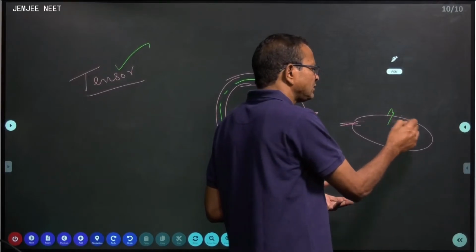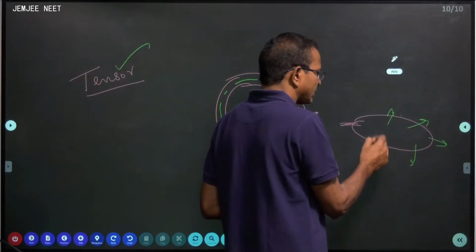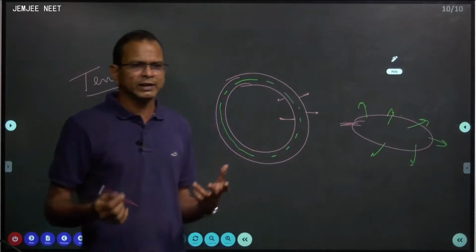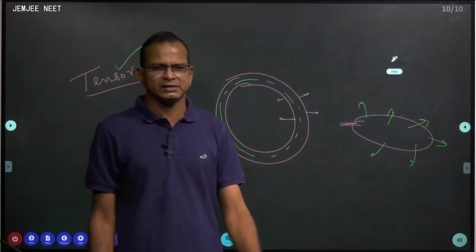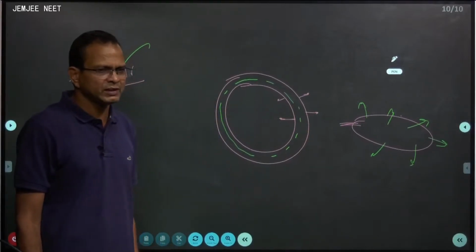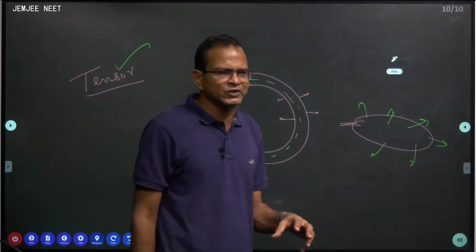Because everywhere there is a force. Everywhere there is a pressure. The pressure is there everywhere. This quantity is what's called tensor. புரியுதுலையா? So liquid pressure is a good example for tensor.